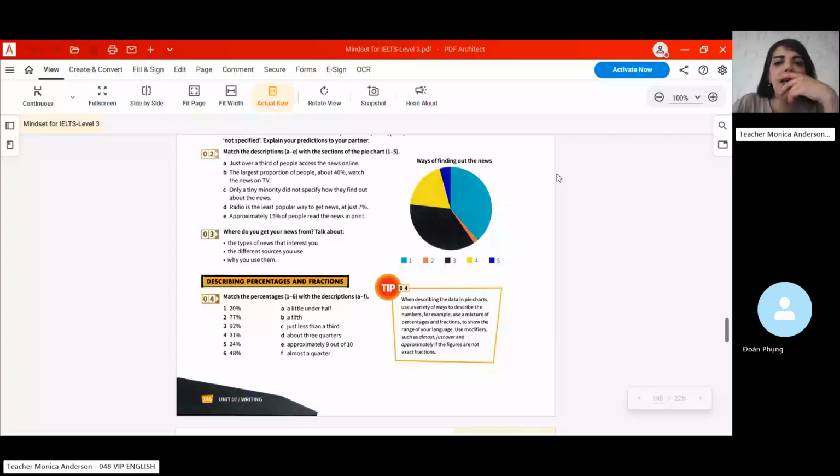Let me close this. Okay, look at this pie chart. As you can see, there are some colors and you know the structure, how to write. But look at this percentage. Okay, look: 20%, 77, 92, 31, and a little under half, a fifth, just less than a third, about 3/4. So we have some phrases. Fractions. A fifth is a fraction. A third is a fraction. A quarter is a fraction. But how to match them?